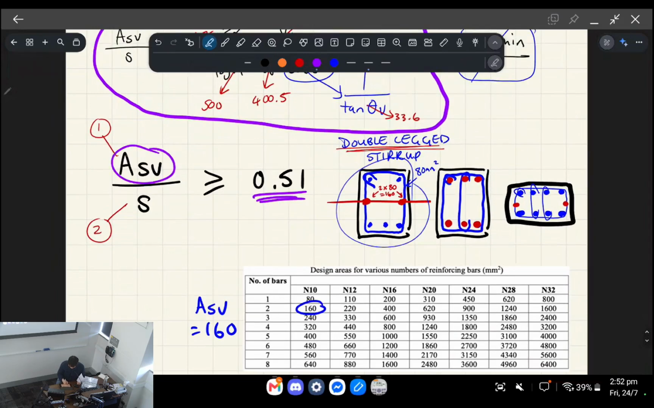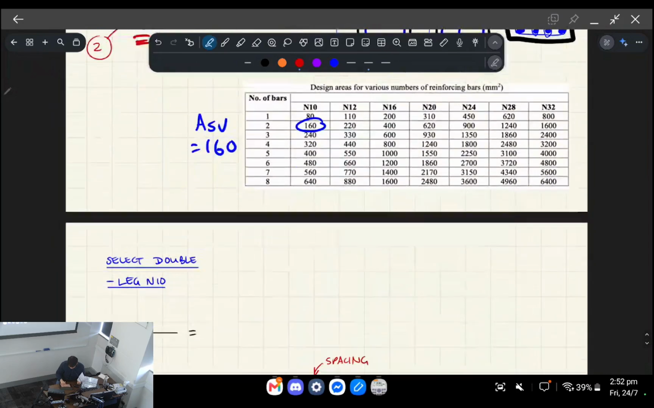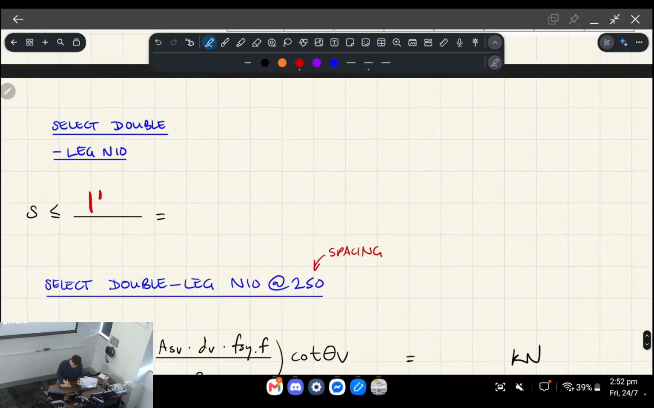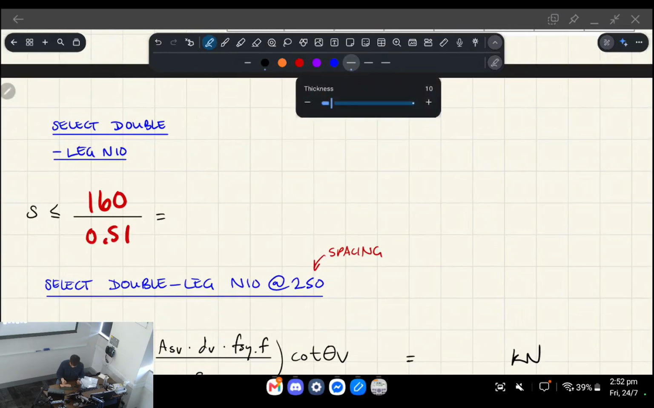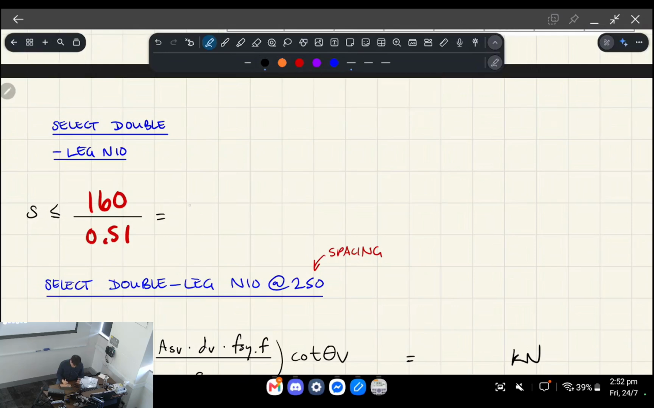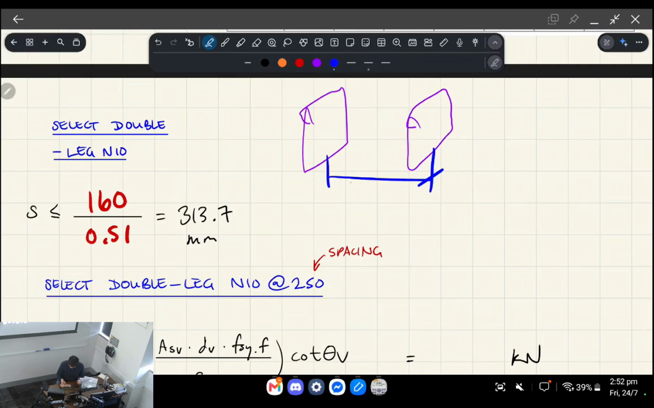So if you compare 160 to this number, and let's just rearrange the equation to solve for S. This is saying that S has to be less than a certain number, and that number is 313.7 millimeters. So that's basically saying you've got your stirrups, which we've now chosen the bar area for. The spacing between these stirrups has to be less than this number.